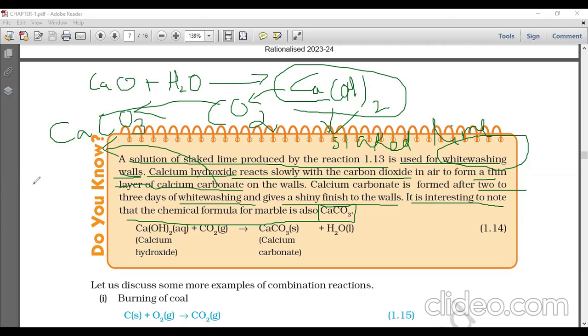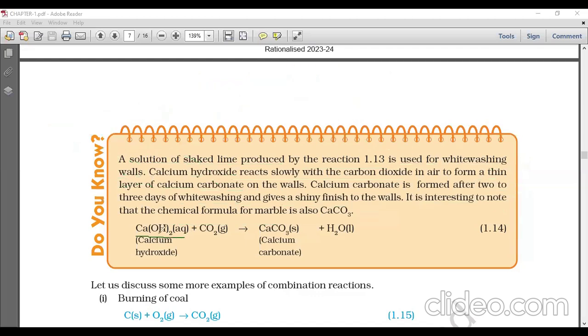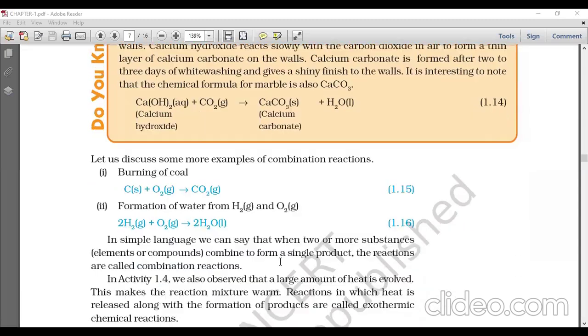Okay, so the chemical equation is given here. Calcium hydroxide, aqueous because it is dissolved in water, right? And carbon dioxide gas give rise to calcium carbonate as a white color. It looks like a thin layer, and it is in solid form. And we also get water, which is in liquid state. Hydroxide means oxygen and hydrogen both are present here, and it also gives water. Okay, fine. Now let us discuss some more examples of combination reaction.